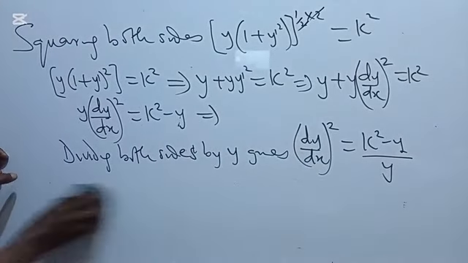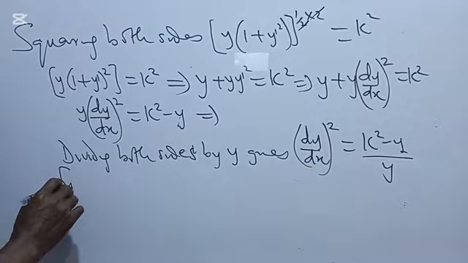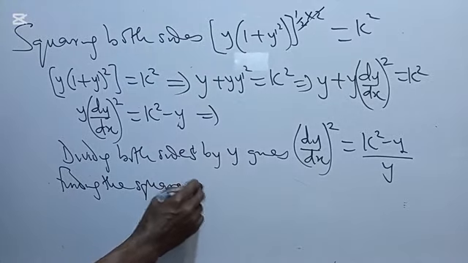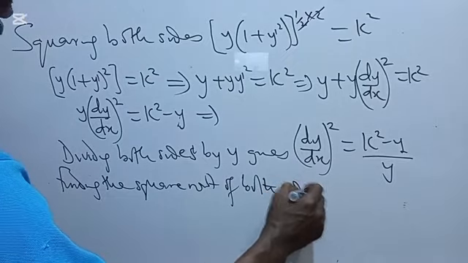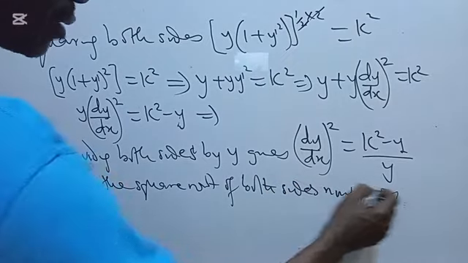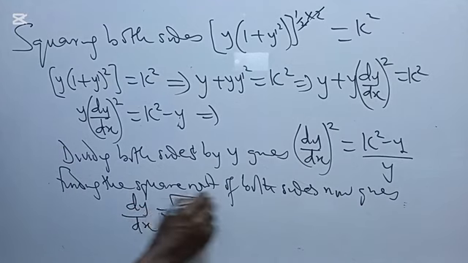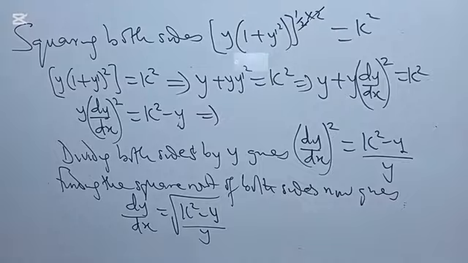So now, how do we get our dy/dx? Finding the square root of both sides now gives dy/dx equals the square root of (k squared minus y) all over y. I hope you are following. Is that understood? K squared minus y all over y.